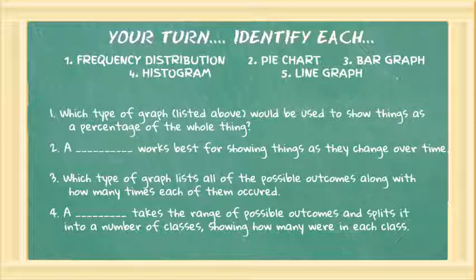Okay, we're back, and let's just look real quickly at what your answers were. Yeah, the first one, if we're looking at percentages of things, it would be the pie chart. And for change over time is the line graph, like the temperature each month. And then outcomes each time something occurs would be a frequency distribution. And finally, if things are split up into numbers and classes, then we would have the histogram.